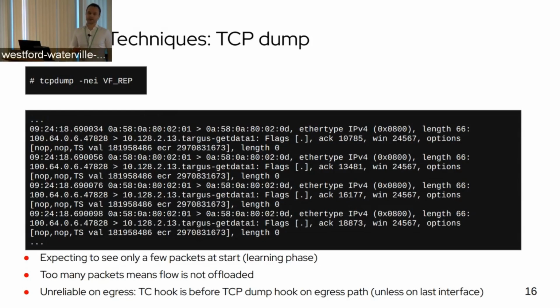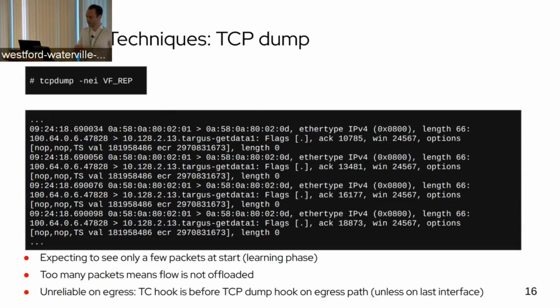Now there's a caveat that you have to keep in mind. If you're running this on the egress side of your traffic, there's a TC hook which is before the tcpdump hook. For that reason, this is not so reliable in this particular instance. Unless, again, there's an exception to that. If you're running your flow that hits the last interface in that particular instance, then this can be useful as well.